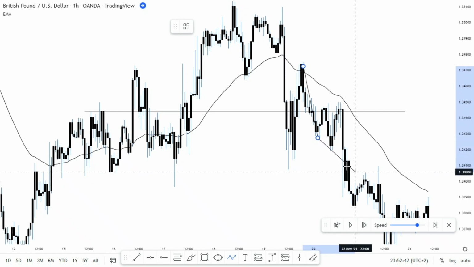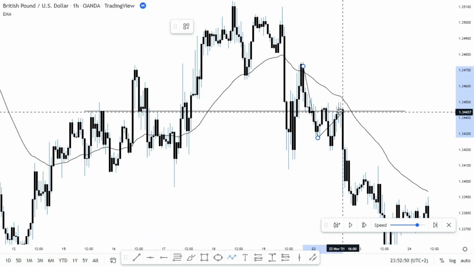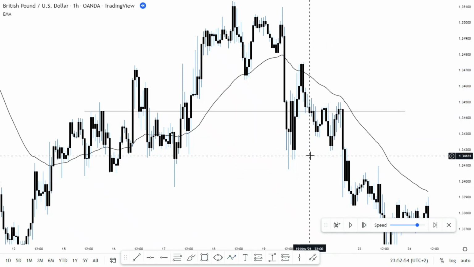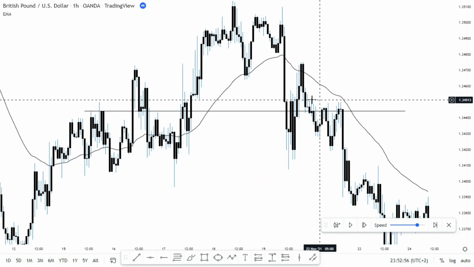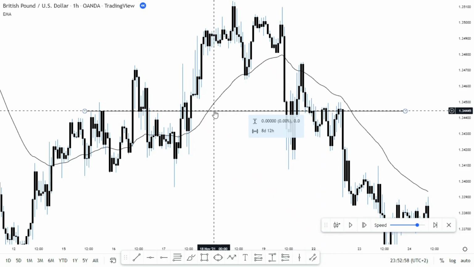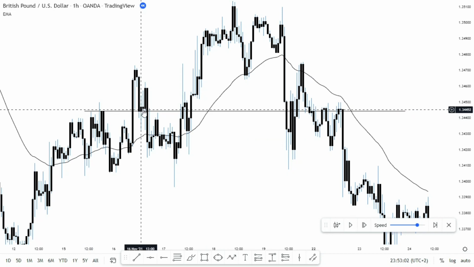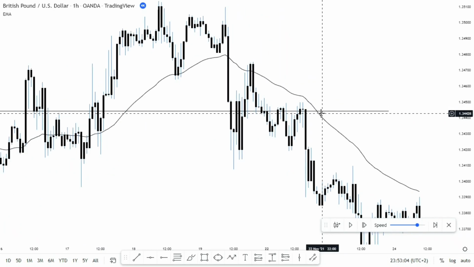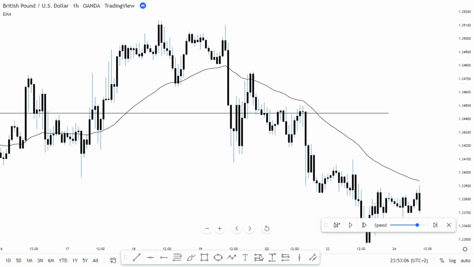So if we didn't get this and prices kept falling, we would have missed the entry. But because price came back and retested here, this would be my next entry because we are retesting the EMA as well as a level in the market. The price has been tested time and time and time again.